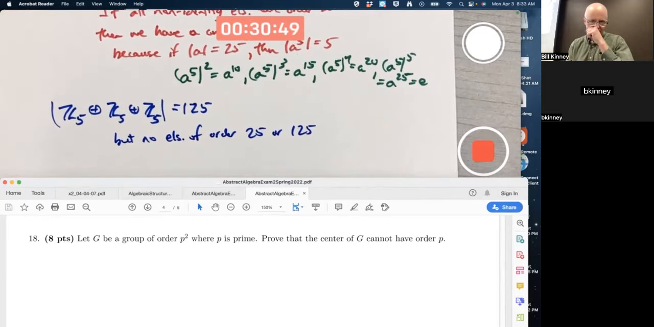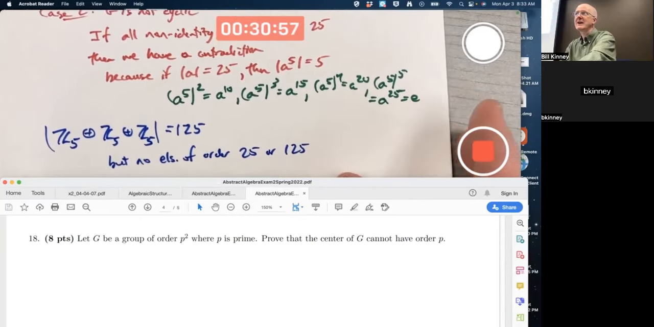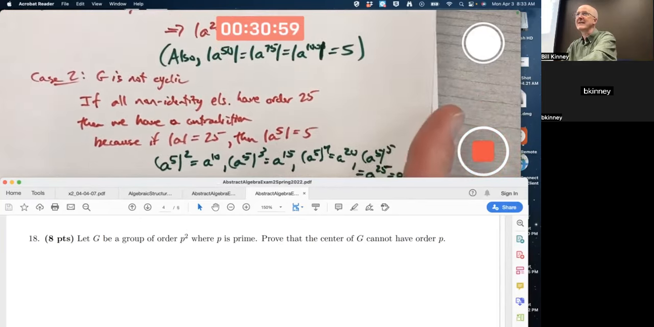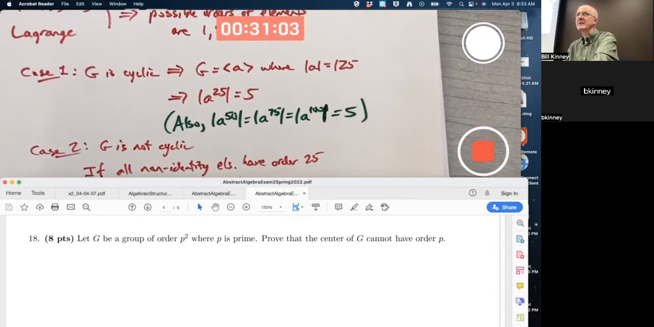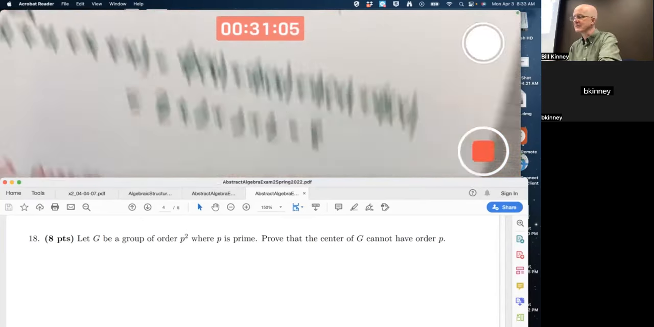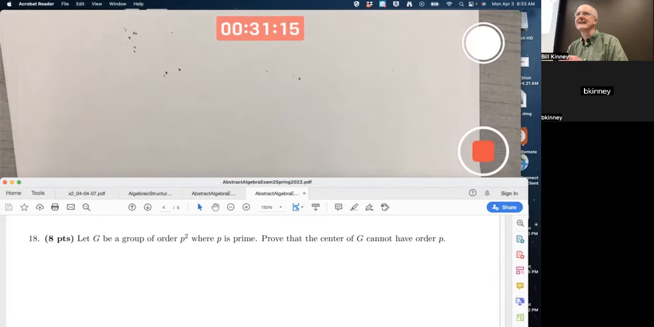Number 18. Let G be a group of order P squared where P is prime. Prove the center of G cannot have order P. I hope this was the easiest one for you, perhaps if you got this far and were up on remembering your theorems. What theorem's relevant here? A couple of them actually. The corollary from theorem 9.8.